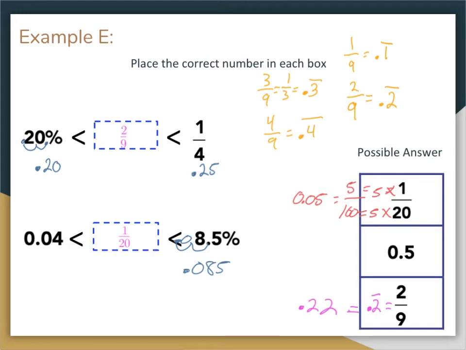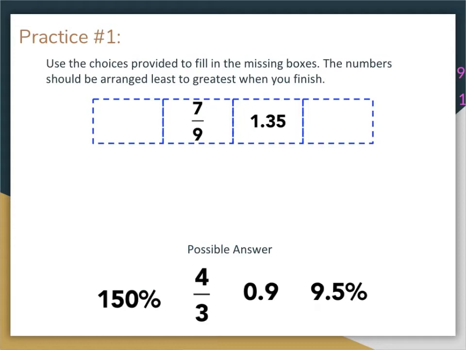Let's go ahead and take a look at some practice problems. So here is practice number 1. It says, use the choices provided to fill in the missing boxes. The numbers should be arranged in order from least to greatest when you finish. So you've got two numbers there, 7/9 and 1.35. It wants you to find a number smaller than 7/9 on one side and find a number bigger than 1.35 on the right-hand side. So you've got 4 possible answers down there. Remember to use both your reasoning and your math to figure out which ones are the right answers. So go ahead and try them now. Pause the video, then press play again to see if you are right.